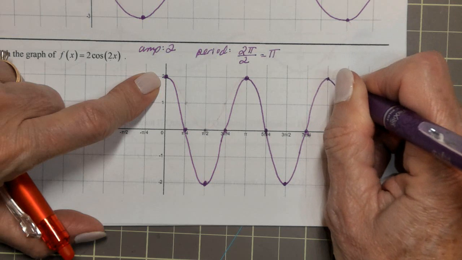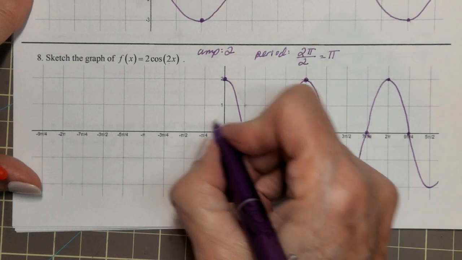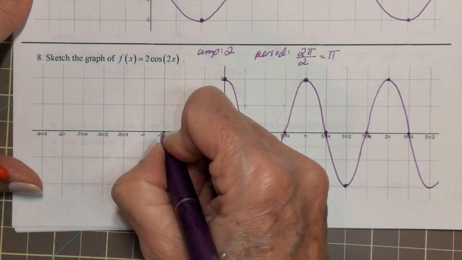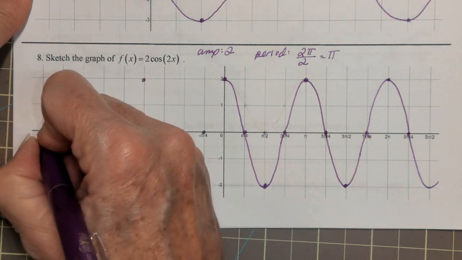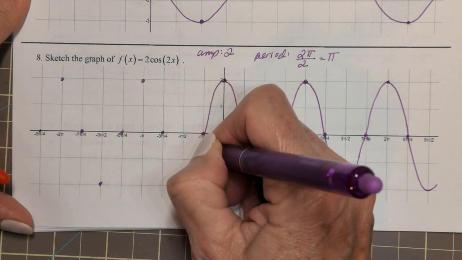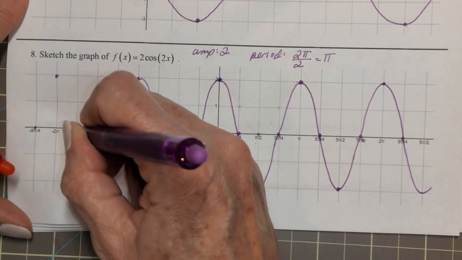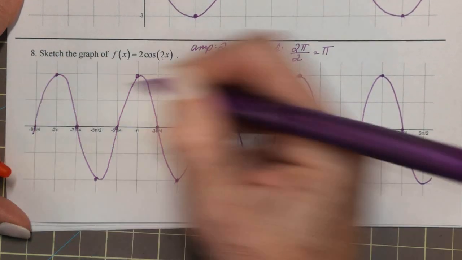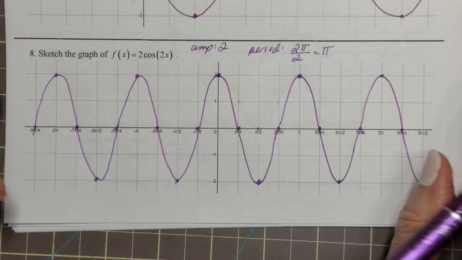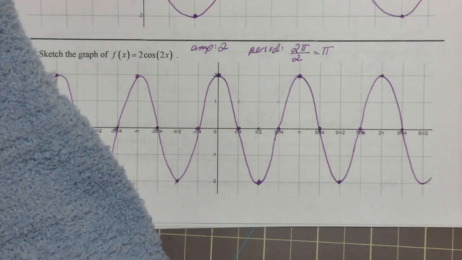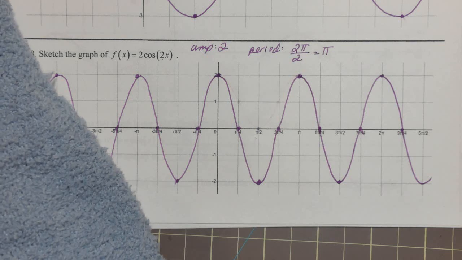Halfway. Keeps on going. Same thing on this side. There we go. It's very skinny. Okay. Try to make it as curvy as you can. All right. So that is the graphs of the basic trig functions with a little extension into amplitude and period.